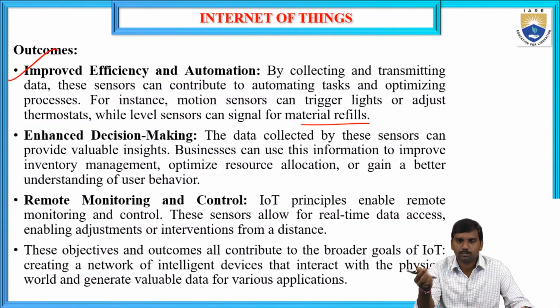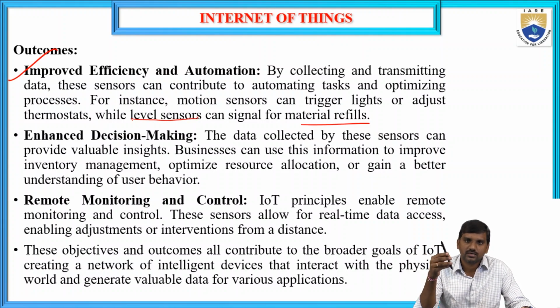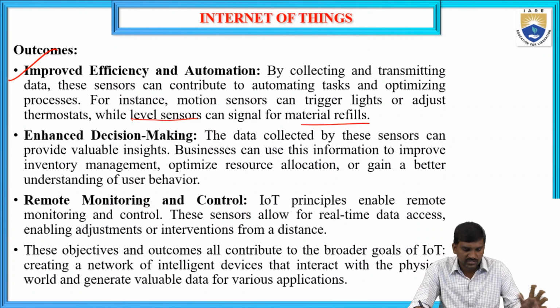For example, this is a pen, and let's say it is an IoT device. When the ink inside is going to end, the information is automatically sent to the particular destination, saying the ink is going to end, so you can refill it. That is the level sensor. It can maintain the level of the ink up to the lowest mark. That is by the specifications of different sensors, like motion sensors, thermostats, like that.